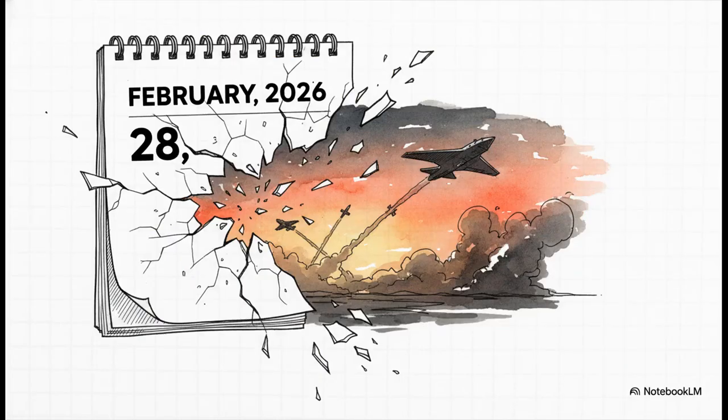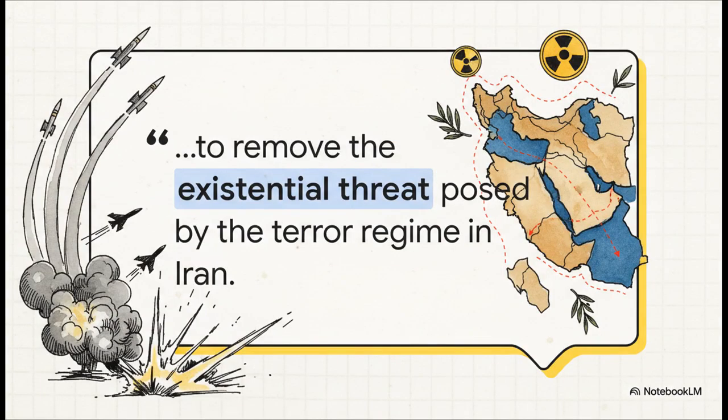So picture this, it's a Saturday morning, February 28th, 2026. Before most of the world has even had its first cup of coffee, a massive, coordinated military strike is launched against Iran. Just like that, the fragile peace is shattered, and a conflict is ignited that would spiral across the entire region. And of course, right after the first bombs fell, statements like this one from Israeli Prime Minister Benjamin Netanyahu started to roll out.